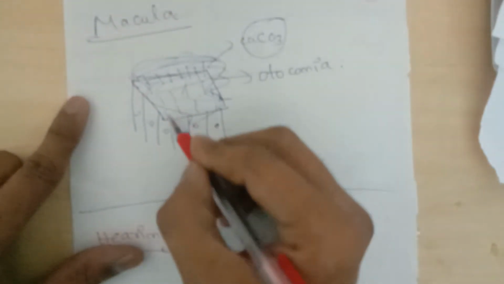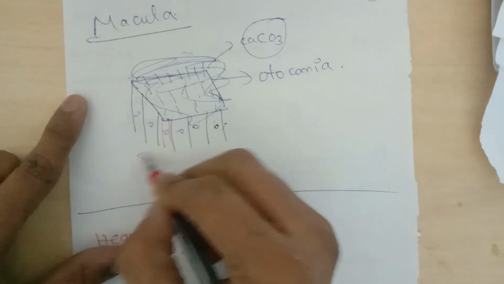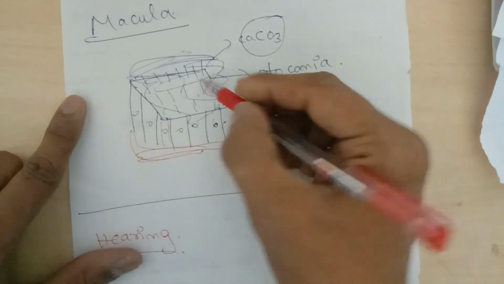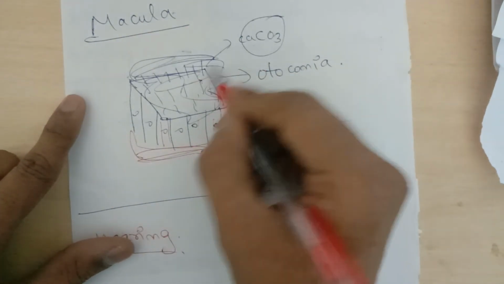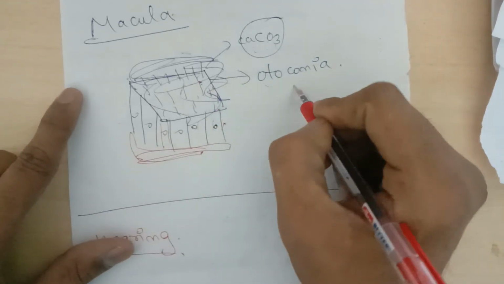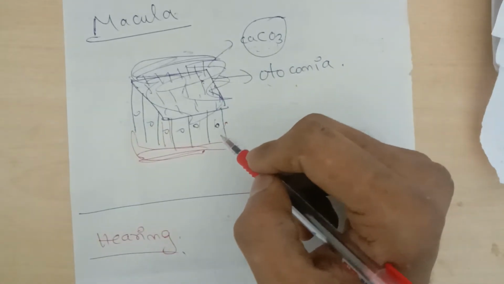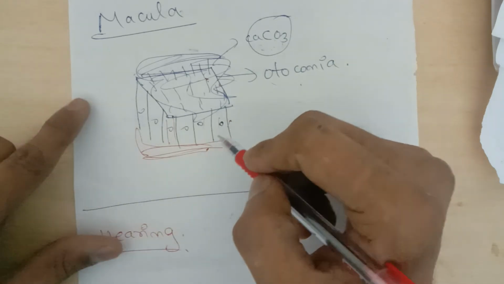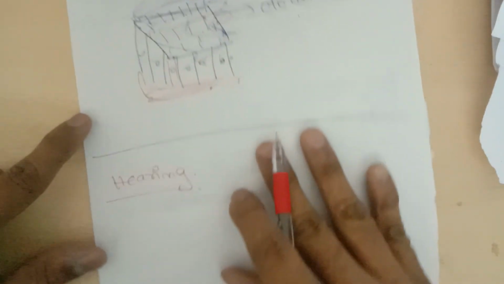I already discussed that the macula has hair cells and supporting cells. Above this it has a gelatinous substance which is rich in calcium carbonate. It is called otoconia. It helps detect the movements of the head.